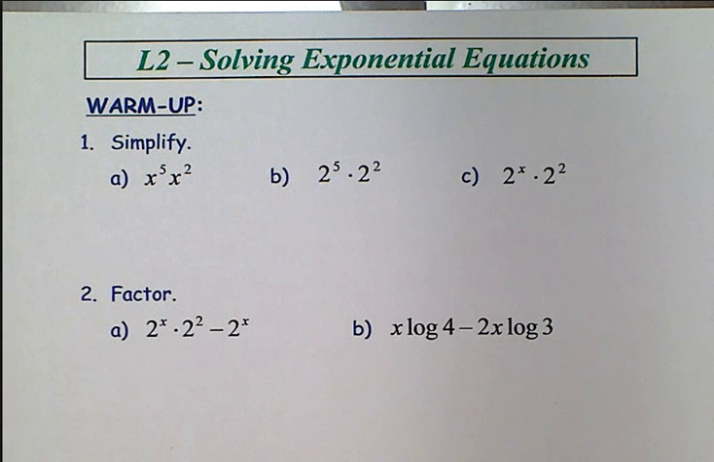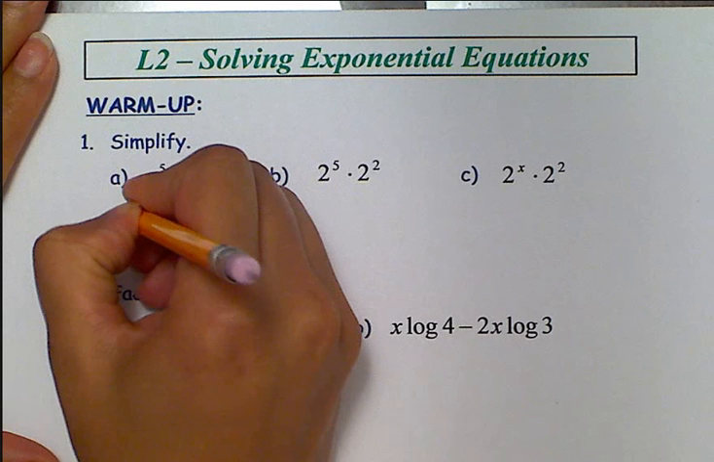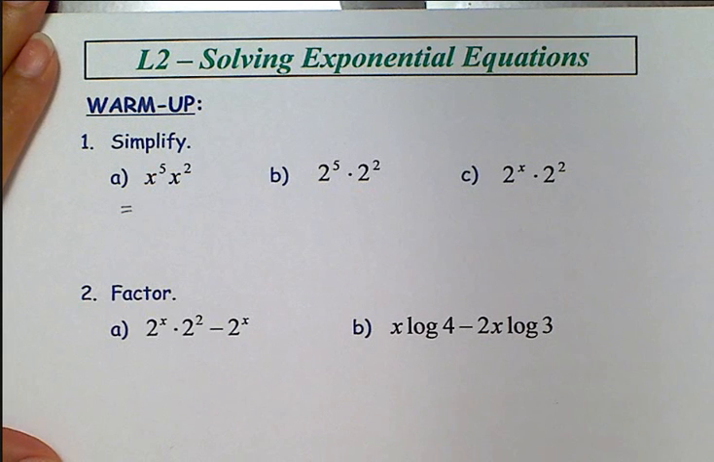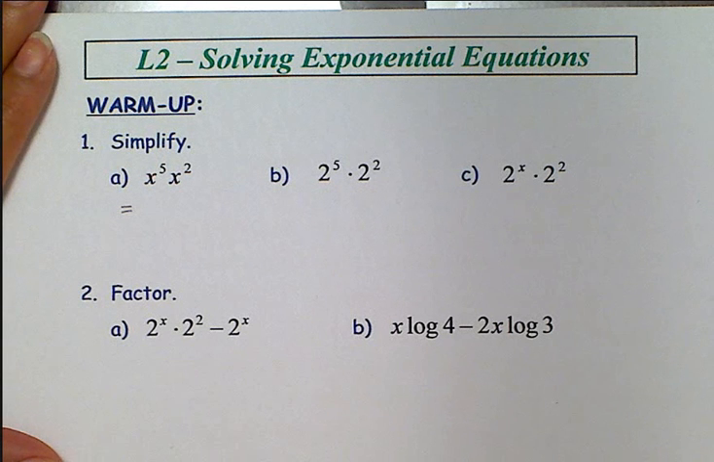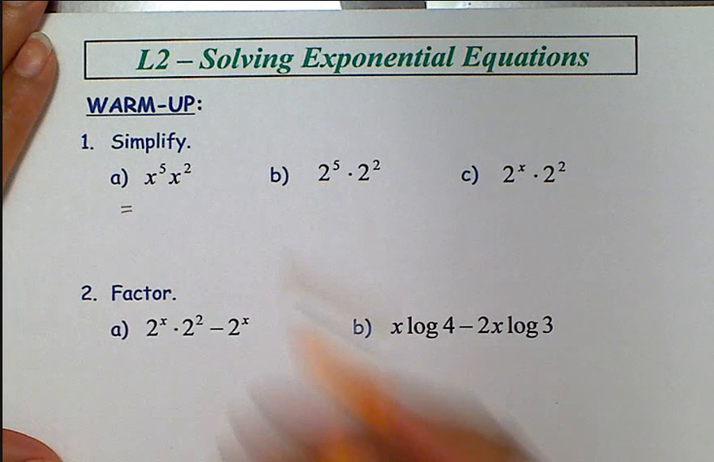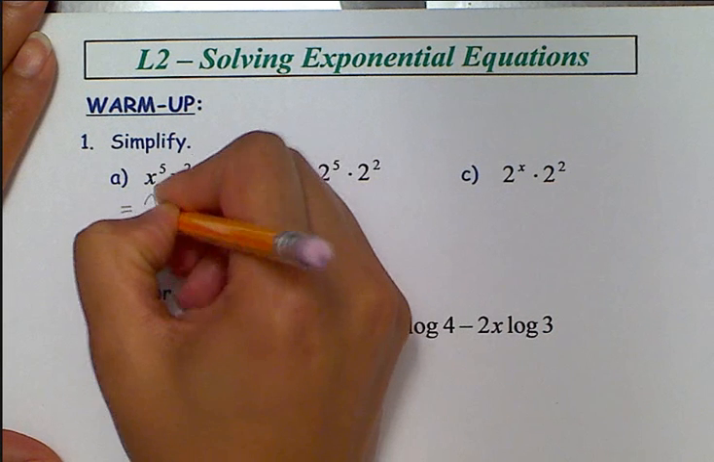Okay, so for the warm-up, it asks us to just simplify, so it's just reviewing some of the concepts that you should know from before, but maybe in a new type of context. For the first question, you'll notice that we have x to the exponent 5 multiplied with x to the exponent 2. So you're looking at two powers that have the same base, and the operation between them is multiplication. You'll remember that you add the exponents. So this would be the same as writing x to the exponent 7.